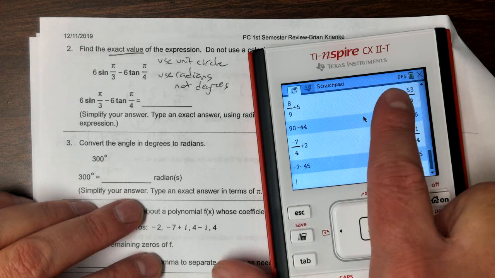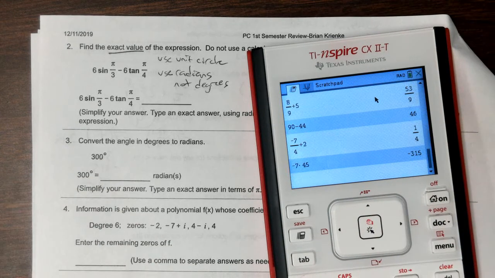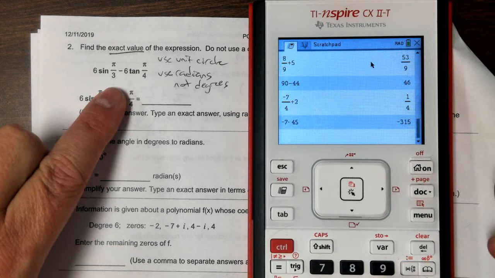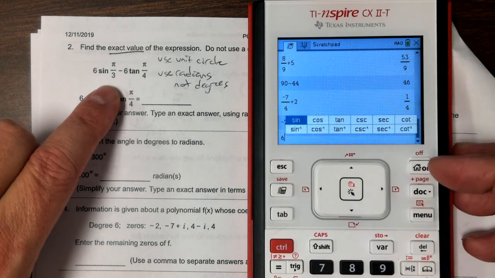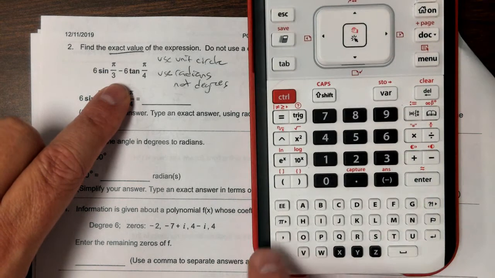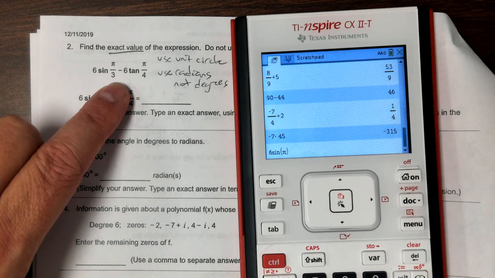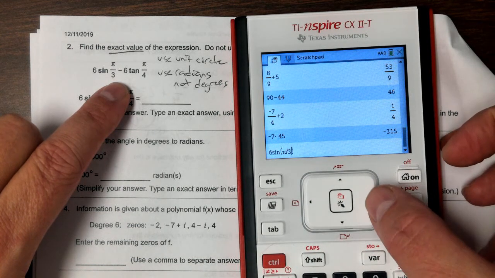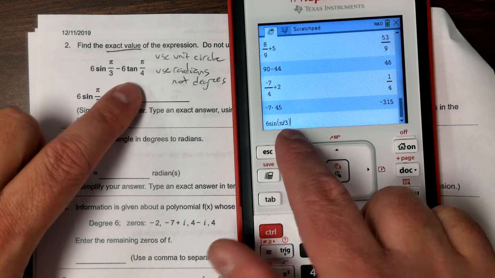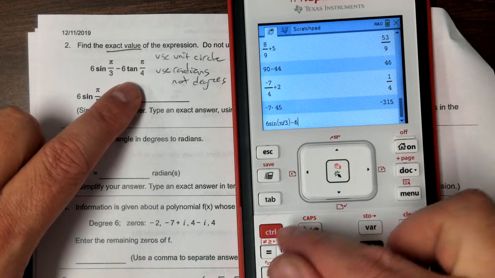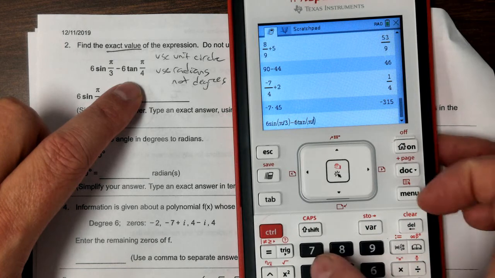So on your scratch pad, if you're in degrees, then just single click it. Now I'm in radians. Okay? And then type it, so 6. Then you press the trig button, which has your menu, and we have sine. Then it says pi. So use the pi button, which is to the left of the H. And it's right there, so push enter. Over 3. Then you need to go to the right to not be inside the parentheses anymore. So we have 6 sine pi over 3 minus 6. Then we go to tangent, so go trig, go to tangent, then pi, divide by 4.